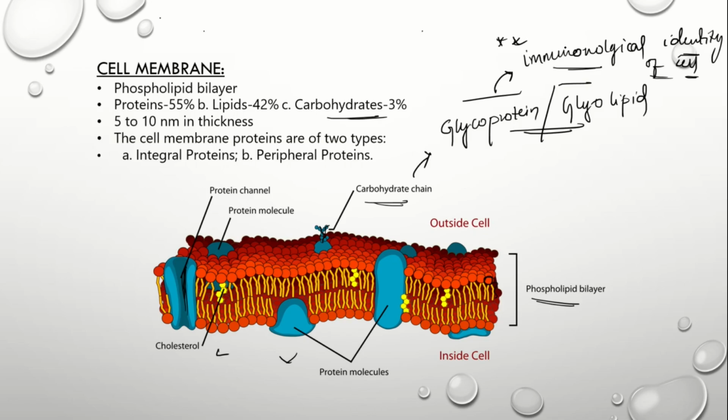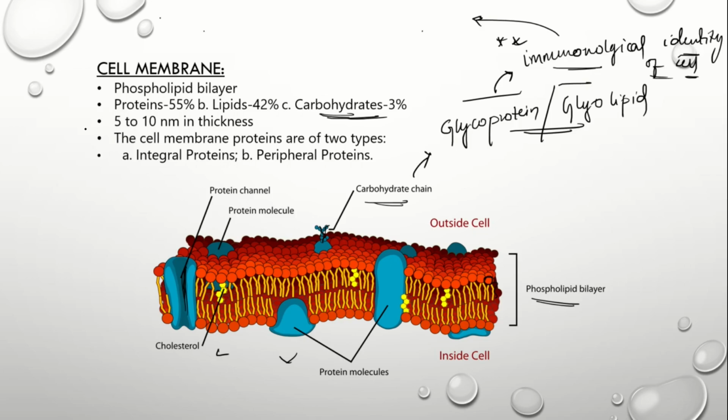What is meant by immunological identity? It means that it is helping in cell signaling, and it helps to identify the cell. In apoptosis, the self destruction of the cell, how will the killer cells identify the cell which has to be killed? That is because of some receptors, and that receptor identity will be given by the carbohydrates to the cell.